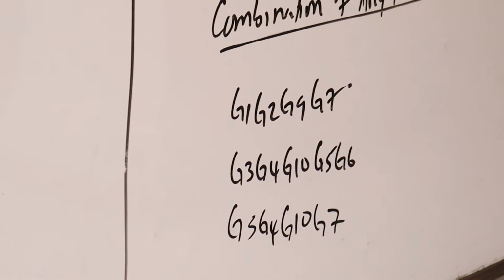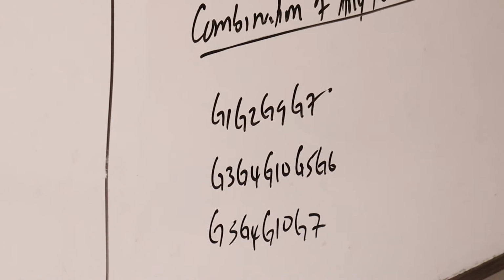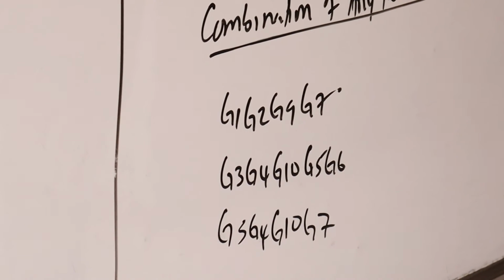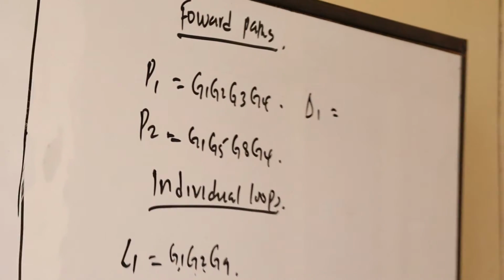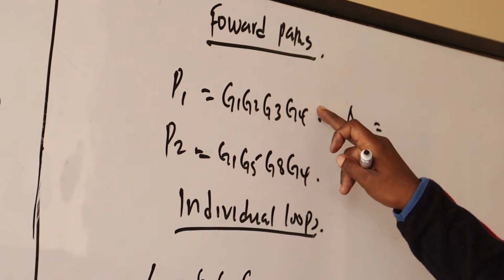So from there we can now go on. Now we have everything, not really, but we have to find the determinants for each. So let's look at the determinants for each. The first one, which loop does it not touch? This first path.